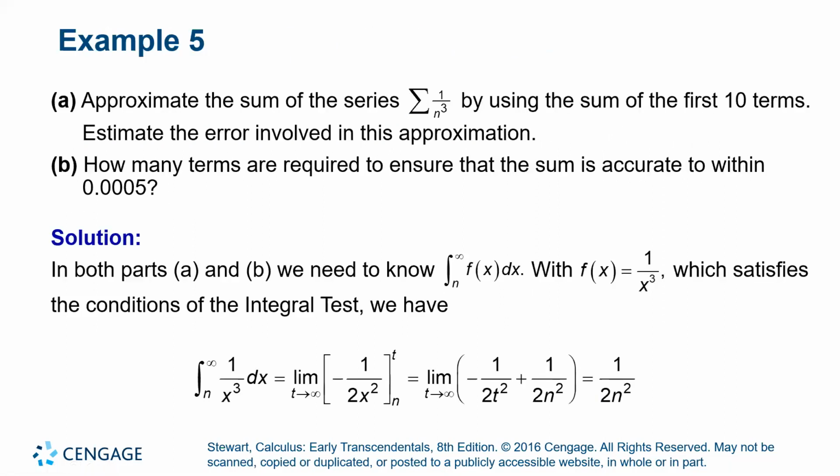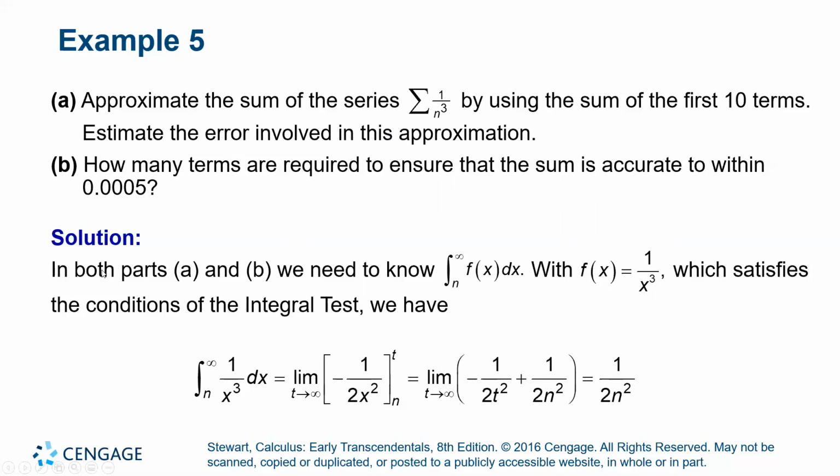So let's look at an example. I think it'll make a little bit more sense. So part A says approximate the sum of the series 1 over n cubed, which is a p series, by using the sum of the first 10 terms, and then estimate the error involved in this approximation. So they're asking for R here. And then part B says how many terms are required to ensure that the sum is accurate to within 0.0005. So here they're saying, how many of these terms do you have to add up, or how high does the partial sum have to go until your remainder, your error, is this small?